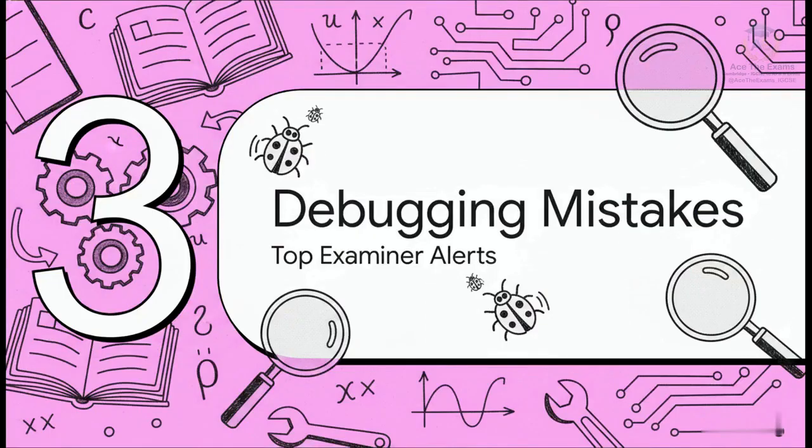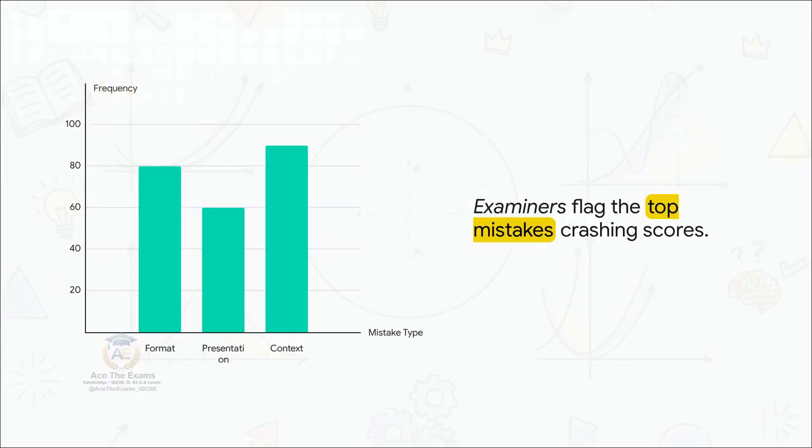Let's move to Section 3, debugging mistakes. We're going to open up the top examiner alerts. Think of these as our leaked patch notes to debug what's actively crashing student scores right now. So, the data straight from the examiners clearly flags the top 3 memory leaks in student responses. Mistake number 1, missing proper format. Students are literally leaving marks on the table by forgetting to format their reciprocal functions correctly. It's painful to see. Mistake number 2, skipping presentation checks.